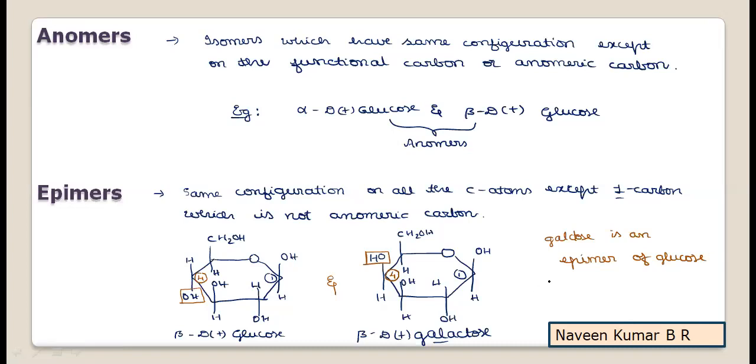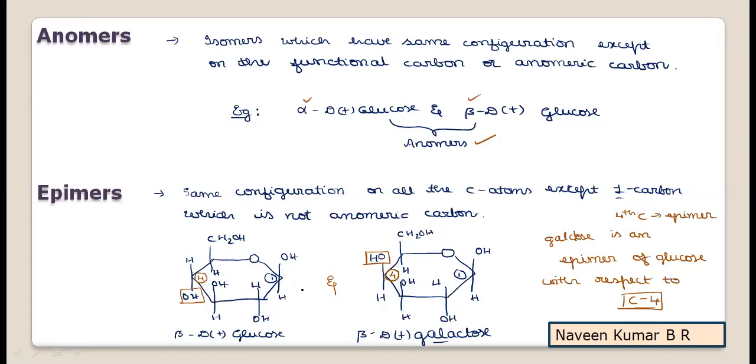Galactose is an epimer of glucose with respect to the fourth carbon, C4. Hence, it is considered a fourth carbon epimer of glucose. So this is how the two important isomers are considered. One is anomers, with alpha and beta configuration. With the same configuration, a difference in any other carbon atom will make it an epimer. Similarly, glucose and mannose are epimers. Like this, there are many examples.